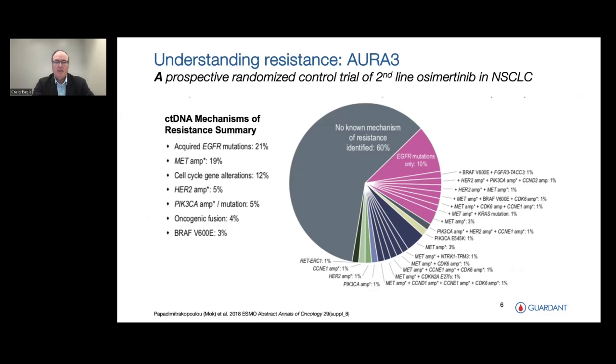On the left, you can see the current resistance mutations to osimertinib listed out, and very typically they look at different forms of either mutations or amplifications or cell cycle gene alterations. Yet with that, as I say, 60% still remain unknown. So if we are looking at diagnostics in the personalized medicine space, for 60% of people we're not getting there with the current technology and approach.